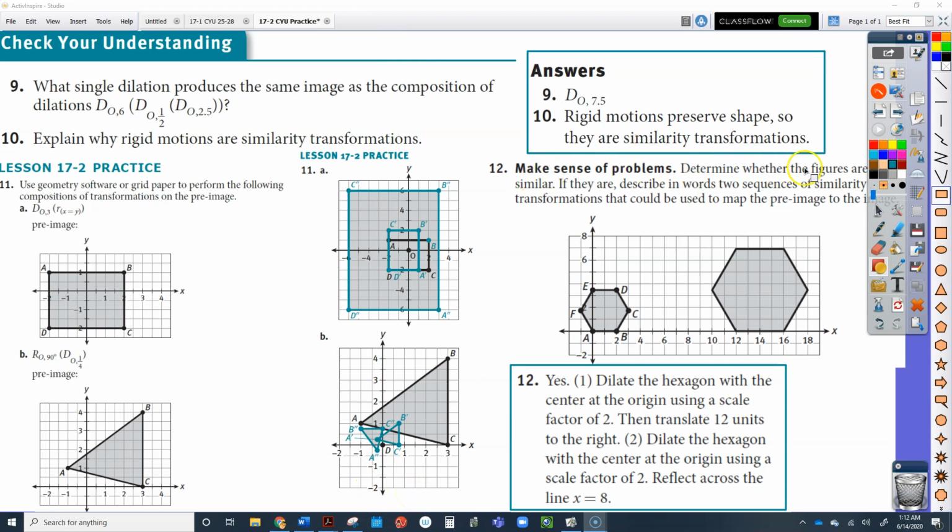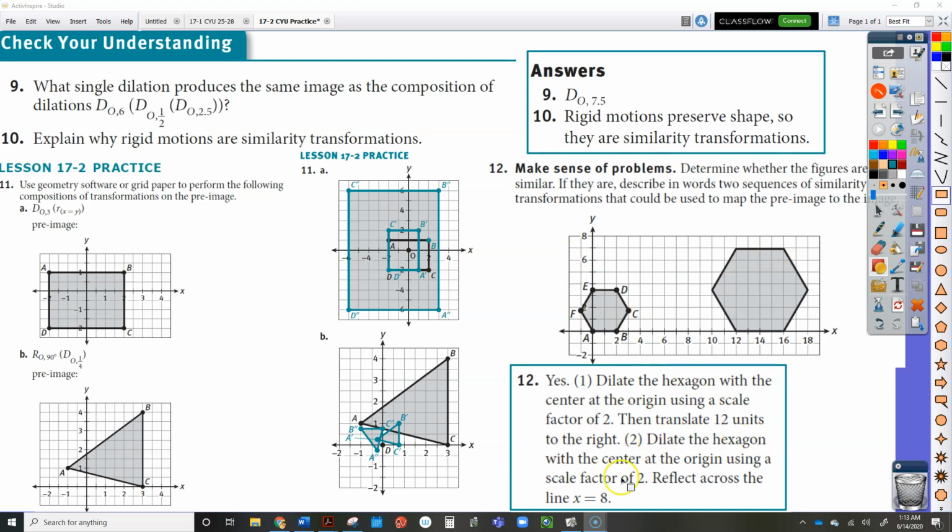And then number 12, they wanted you to come up with 2 different compositions. The fact that they came up with 2 different compositions tells me that you don't have to have these 2. You could have a different one and it still be correct. So there's not a unique answer. This one says take this hexagon and dilate it about the origin using a scale factor of 2. So in other words, double each one of these ordered pairs, and it's going to be out here, here, across, down. So it's going to be just bigger. And then you would probably have to translate it 12 units to the right.